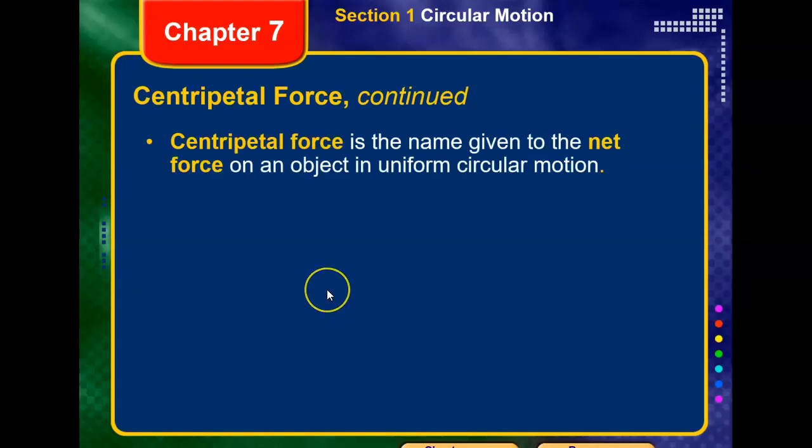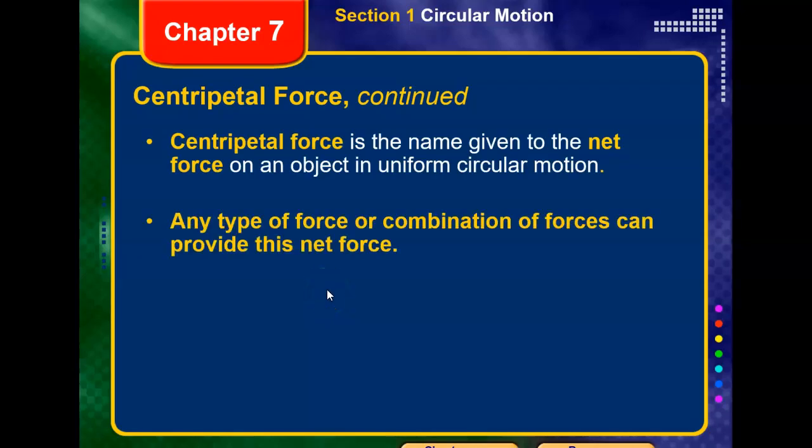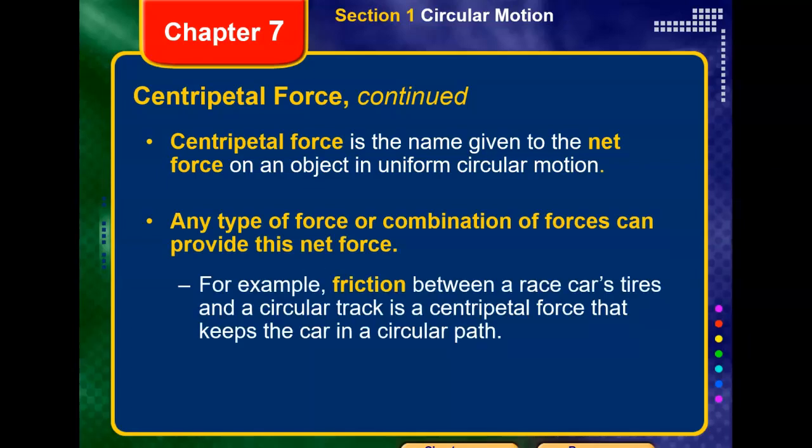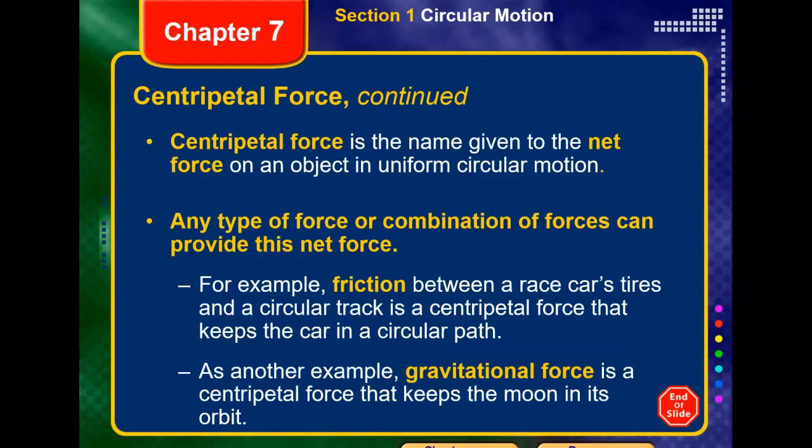Okay, so the net force keeping it in circular motion. Friction keeps the race car on the track in circular motion. Gravity is the centripetal force that keeps the moon in orbit. It's actually the same force that keeps the Earth in orbit around the sun.